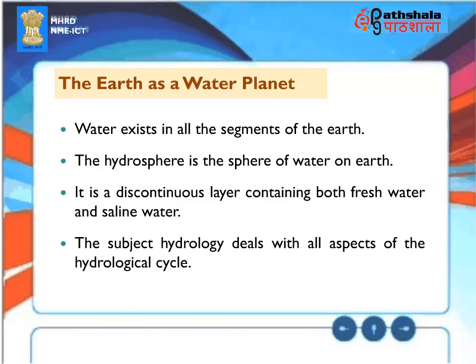Water exists in all the segments of the Earth. The hydrosphere is the sphere of water on Earth. It is a discontinuous layer containing both fresh water and saline water. The subject, hydrology, deals with all aspects of the hydrological cycle.